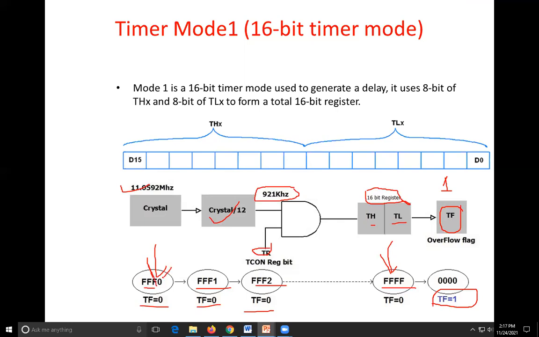So this is the mode 1, 16-bit timer. The whole 16 bit we have to use. Our counting starts from 0000 and can go up to FFFF. This is the limit of your timer.